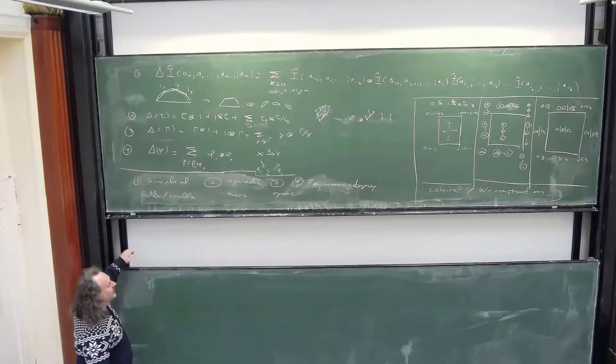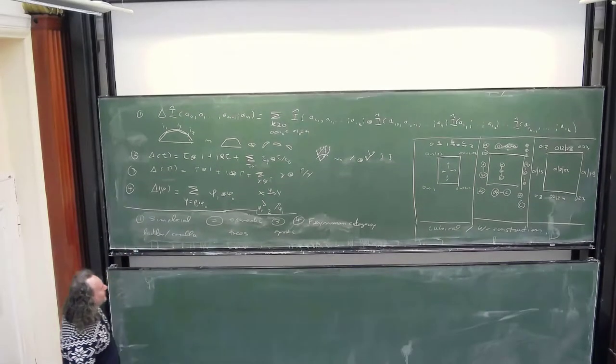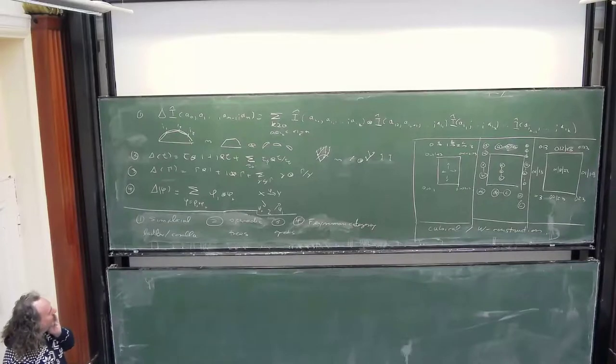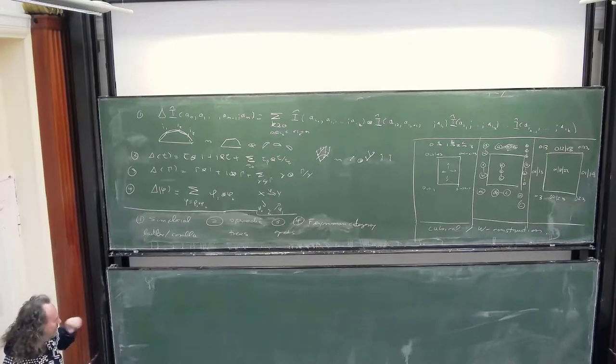So I decided to cheat with a prepared board instead. I could have made a handout, but then handouts just got trashed. So these are all formulas that most of you know, so I didn't feel like writing them down again. So this is also sort of the outline of the talk.